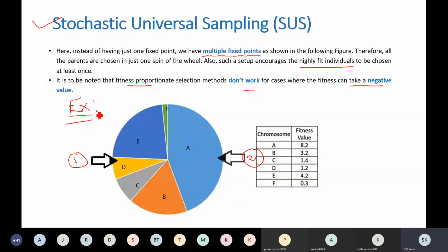This figure is showing some situation. So what solutions? D and A. Right. This first fixed point has selected D, and the second fixed point has selected A. Okay.